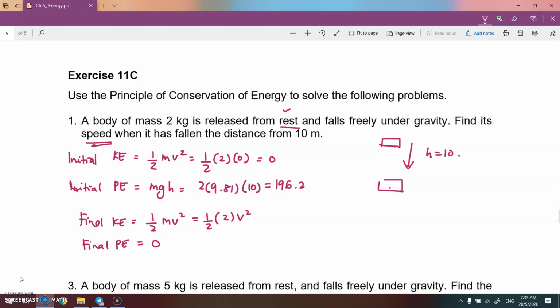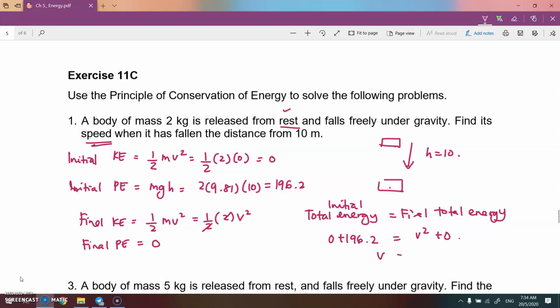So the total initial energy is equal to the final total energy. So 0 plus 196.2 is equal to V squared. This one you cancel off, V squared plus 0. So V is equal to 14 meter per second.